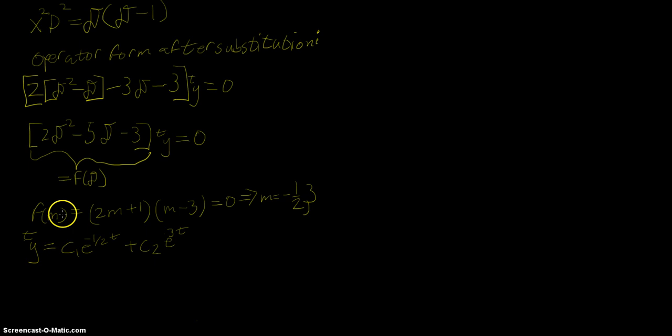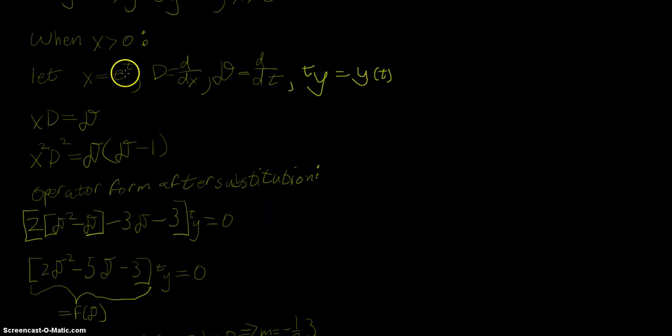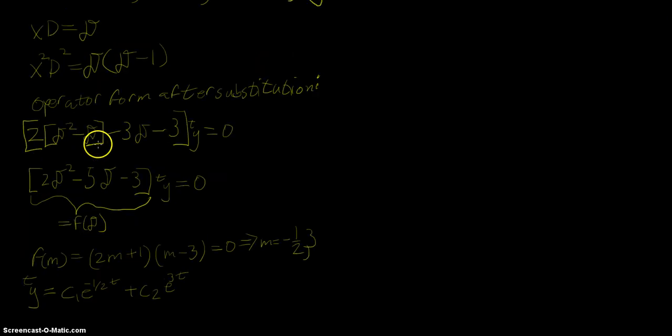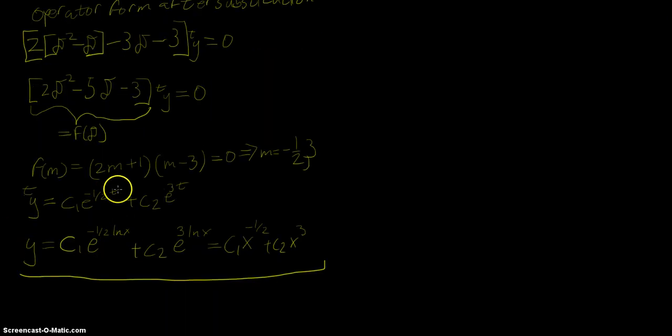So this is the solution in terms of t, and remember that x equals e to the t, so t equals log x. So to convert this into terms of x, we replace t with log x, which gives us y equals c1 x to the -1/2 plus c2 x to the 3rd.